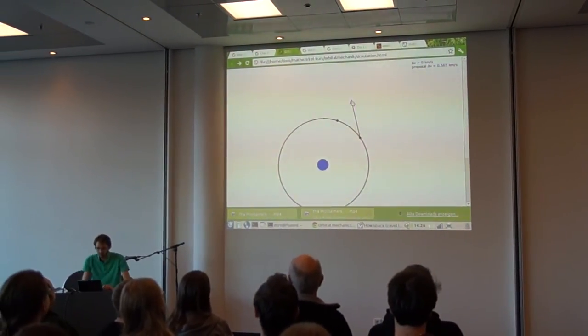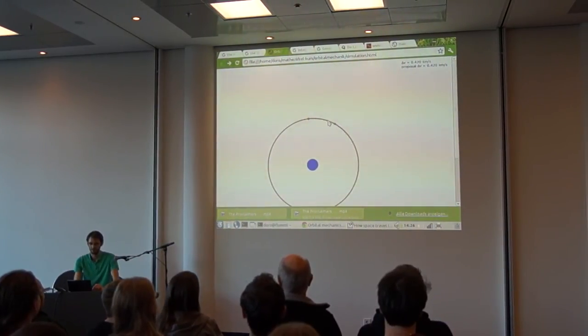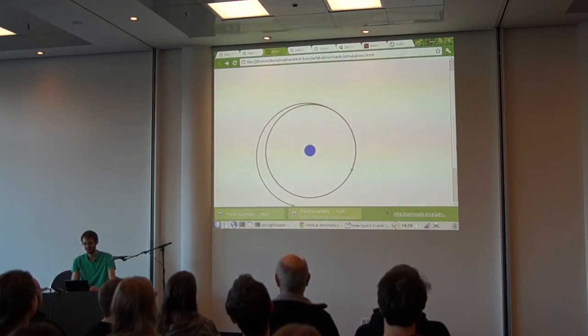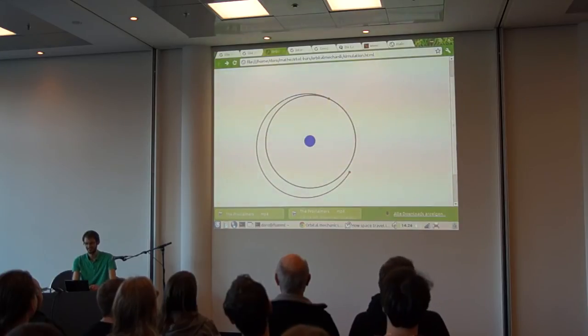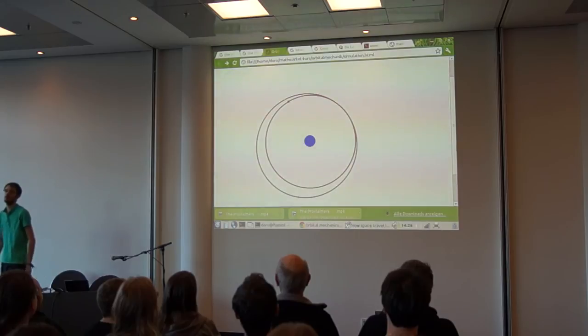So let's move a little bit into the direction of the ISS. Damn it. This didn't work at all.